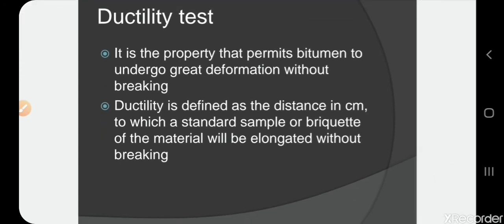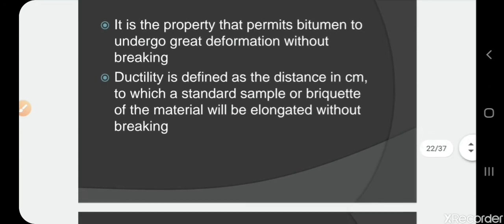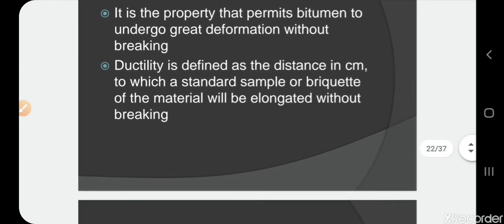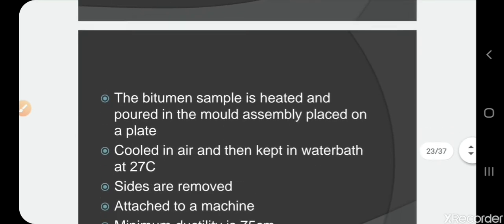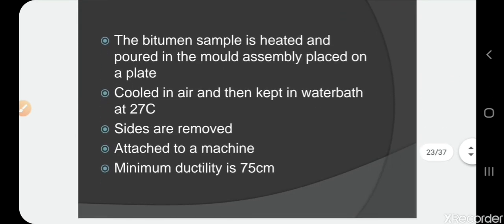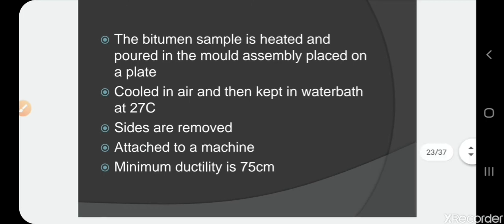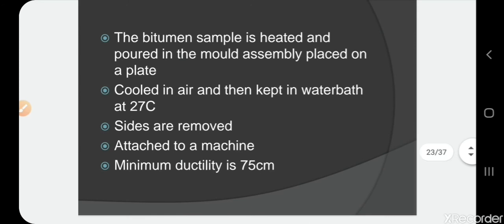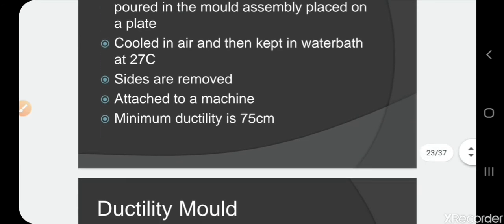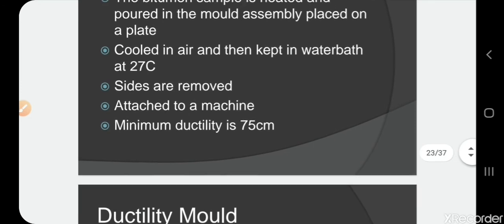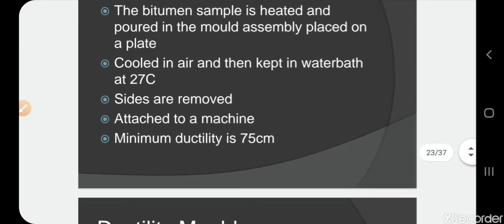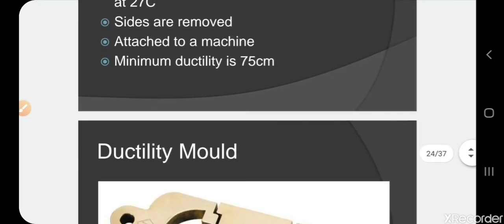Next, ductility is defined as the distance in centimeters to which a standard sample or briquette of the material will be elongated without breaking. The bitumen sample is heated. I am just going through this briefly because we have already learned all these experiments in the previous semester laboratory. The bitumen sample is heated and poured into the mold assembly, placed on a plate and cooled at a temperature of 27 degrees Celsius in what is called a water bath, and the sides are removed.